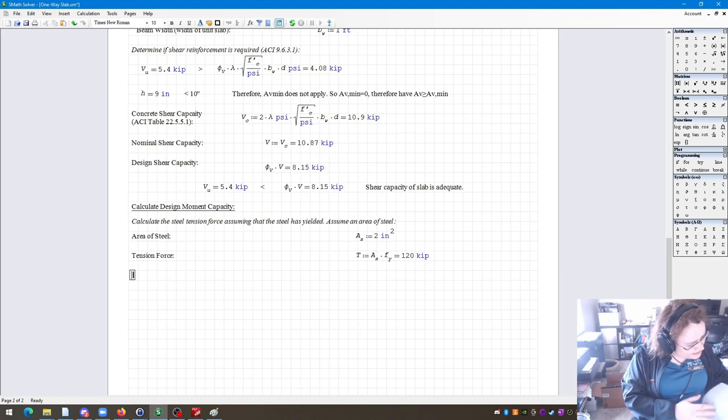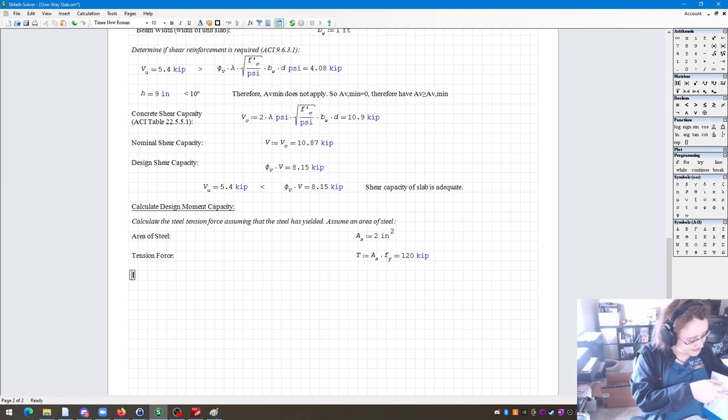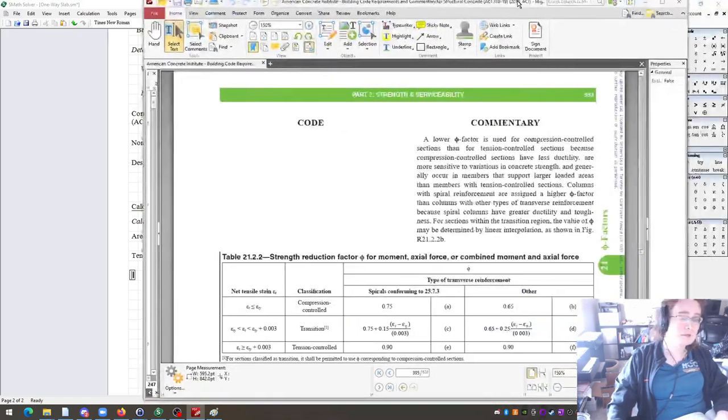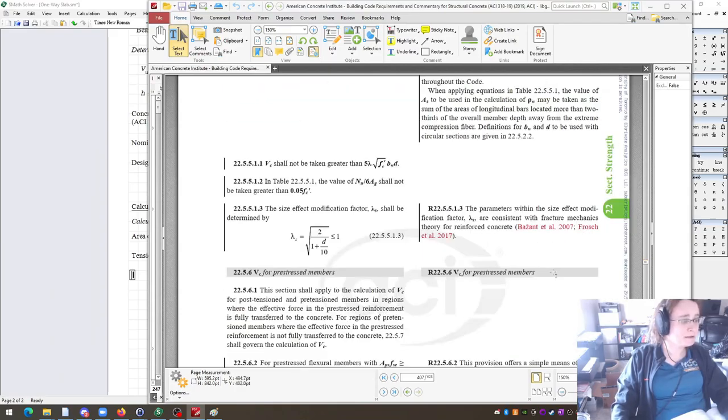So let's see. At our Whitney stress block, if we want to find out where that is, we can go to our Whitney stress block section. This is what I was looking for: 22.2.2.4.3. Pulling it up here, the beta values, our beta 1 values specifically.